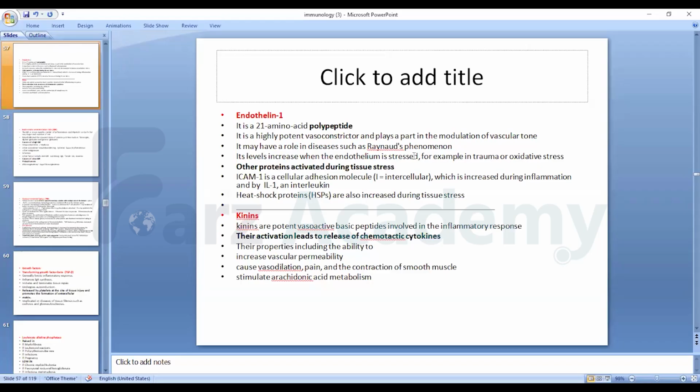Kinins are potent vasoactive basic peptides involved in the inflammatory response. Their activation leads to release of chemotactic cytokines. The properties of kinins are increased vascular permeability, vasodilatation, pain and contraction of smooth muscle, and they stimulate arachidonic acid metabolism.